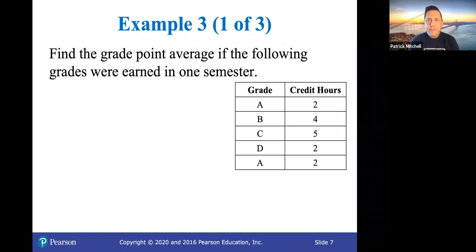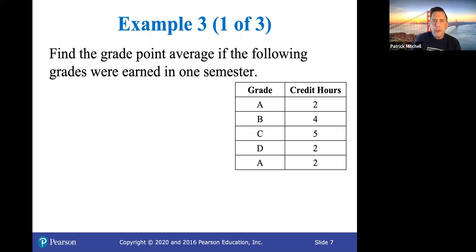Here is a more sophisticated example of finding the mean, and that is finding the grade point average. Grade point average is an example of what's called a weighted mean. So for example, let's say that you were taking 5 classes and your grades in those 5 classes were an A, a B, a C, a D, and then another A. And the number of units of those classes were 2, 4, 5, 2, and 2. So the idea behind a weighted mean is that the 5-unit class should count more than the 4-unit class. The 4-unit class should count more than the 2-unit classes.